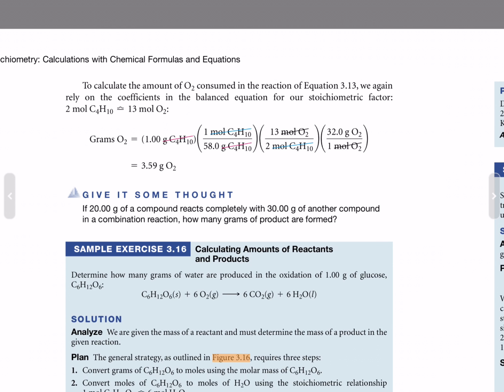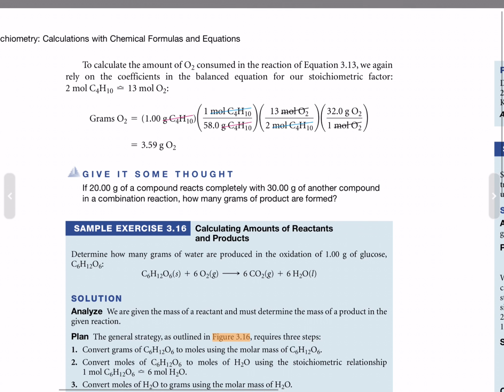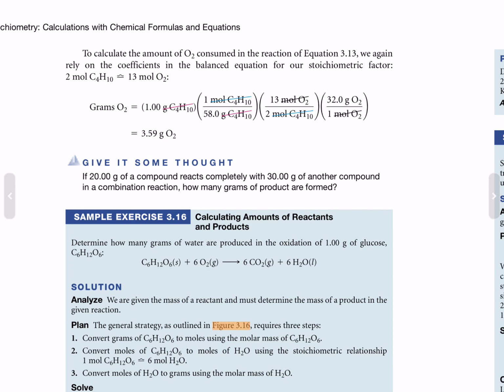To calculate the amount of oxygen consumed in the reaction of equation 3.13, we again rely on the coefficients of the balanced equation for our stoichiometric factor. 2 moles of butane is stoichiometrically equivalent to 13 moles of oxygen. So grams of oxygen from 1 gram of butane: butane going to moles is 58 per mole, grams cancel. Then it's 2 moles of butane for every 13 moles of oxygen, moles cancel. Then you go back through the molar mass and find that it's 32 grams per mole, moles cancel, and the result is 3.59 grams of oxygen consumed.